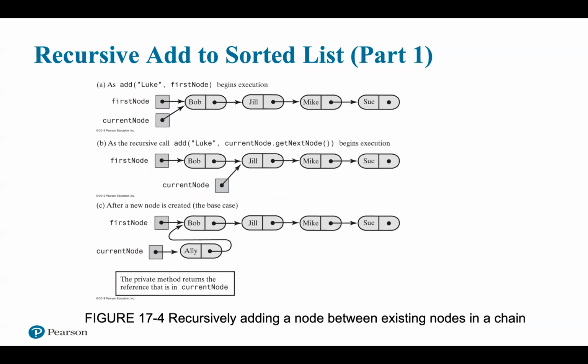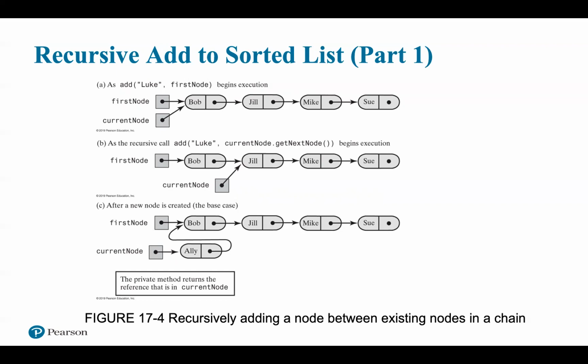For tracing the recursive calls, what happens when the addition is not at the beginning of the original chain? Let's trace what happens when we add Luke to the chain in figure 17.4a. The public method add calls the private method add with the invocation add(Luke, firstNode), as in the previous segment. The reference in firstNode is copied to the parameter currentNode, and so it also references the first node in the chain, as figure 17.4a illustrates.